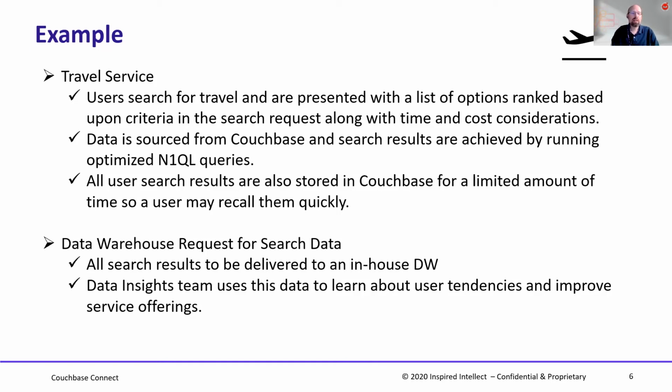The data warehouse team has requested that all of the search results be delivered to an in-house data warehouse, where a data insights team uses this data to learn about user tendencies and improve service offerings. Let's assume they have a Kafka event streaming platform already in place. And the data warehouse folks need the data to flow into tables on a Microsoft SQL Server. Okay, no problem. We can build a suitable pipeline using the Couchbase Kafka Connector.